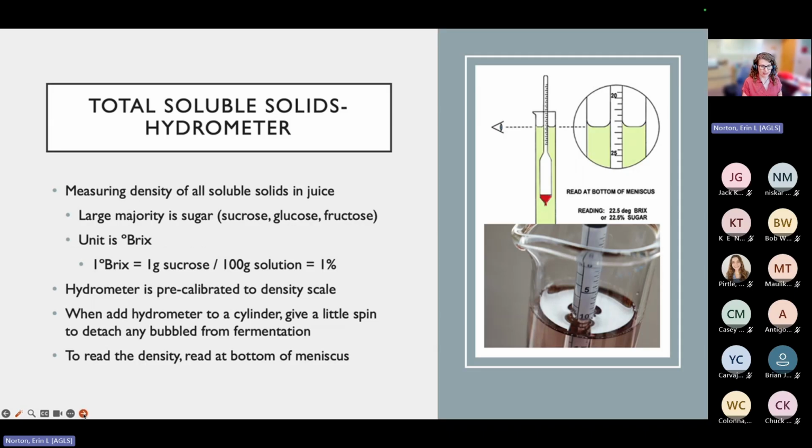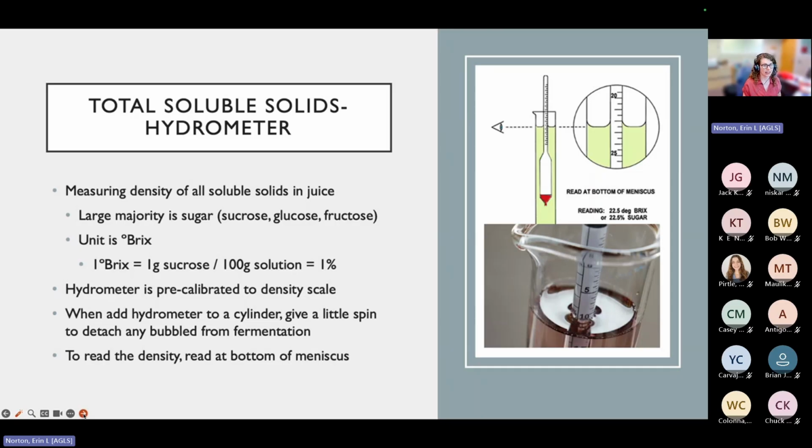So jumping into some of the analyses that we do during the harvest season. First one being total soluble solids using a hydrometer. So again, this is measuring your degrees Brix. And I know we use the term interchangeably. What you're measuring when you say, oh, I've got 20 degrees, 20 Brix, you are measuring total soluble solids.